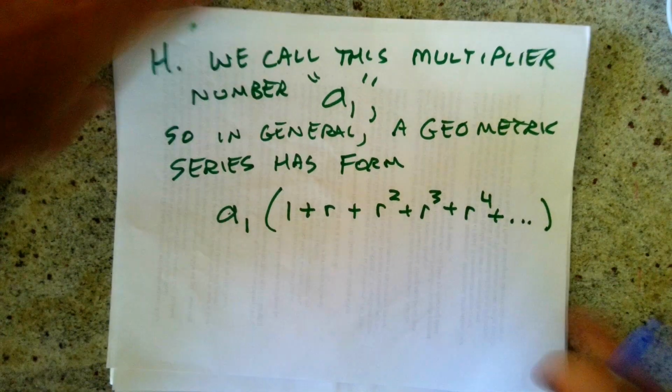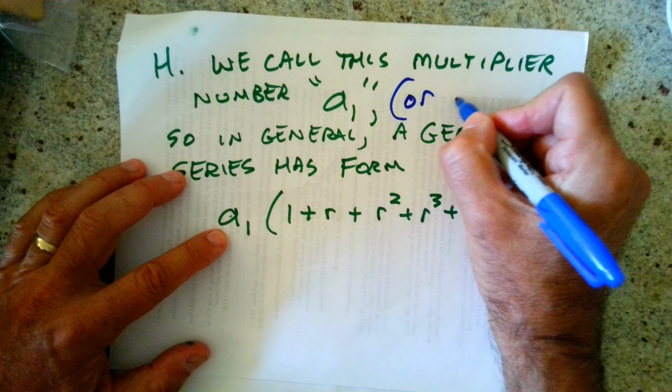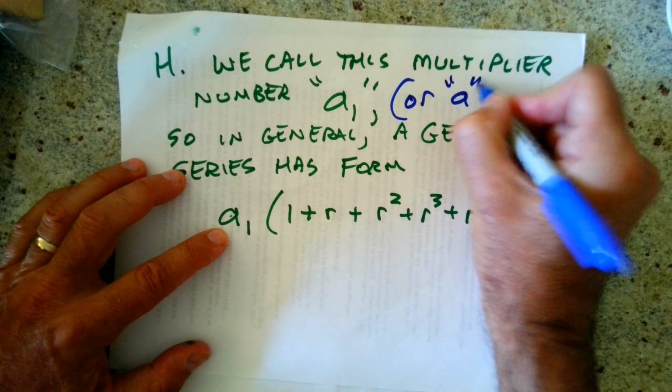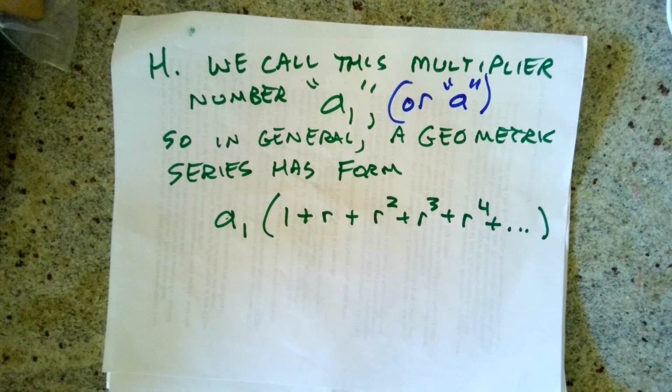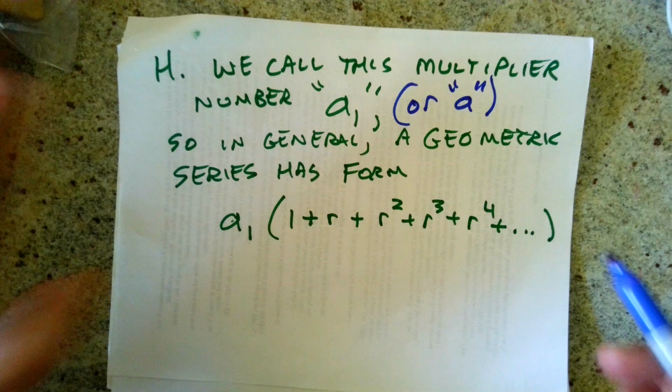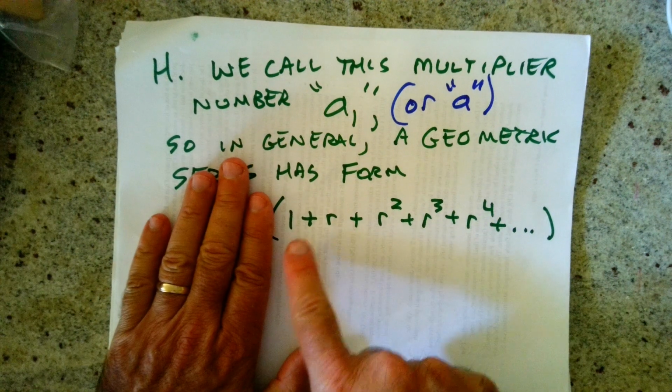Okay, of course, mathematicians have a symbol they use for this number. They call it a sub 1, or actually probably more commonly, a. But the problem I was asked to do had a sub 1 instead of a. We call this multiplier number a sub 1. So now we have the general formula for any geometric series.